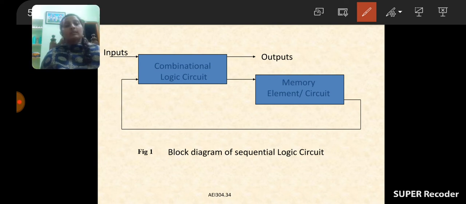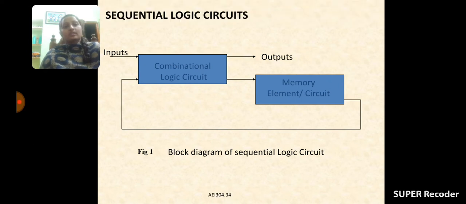What are the elements in the sequential logic circuit? The combinational logic circuit is there and the memory element is also there. With the help of combinational logic circuits and memory elements, a sequential circuit is made. In combinational logic circuits, the present output depends only on the present inputs. But now it is a sequential logic circuit, where the present output depends on the present stage inputs as well as the previous stage outputs. Is it clear? So this is about the block diagram of sequential logic circuits.